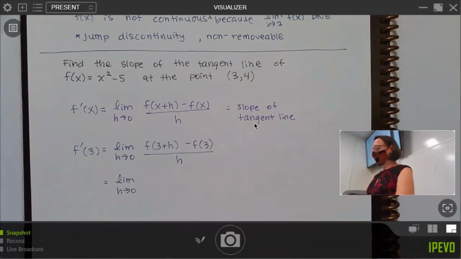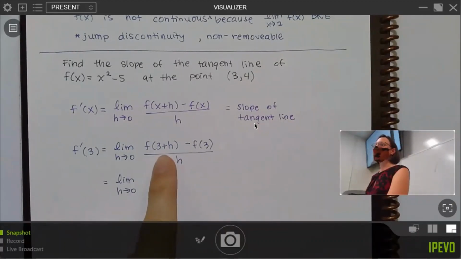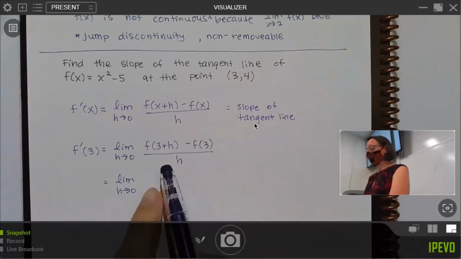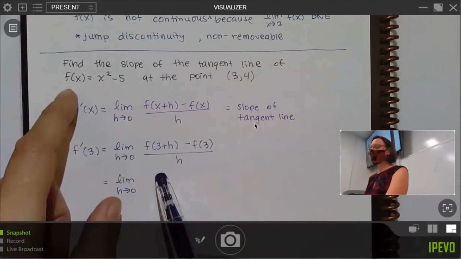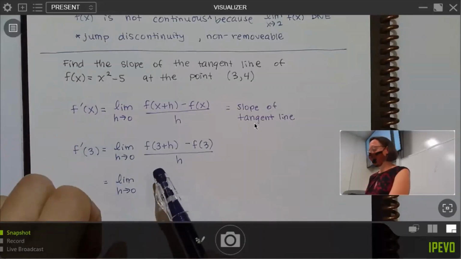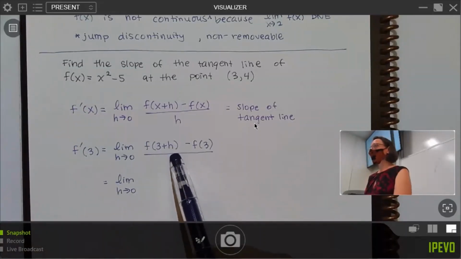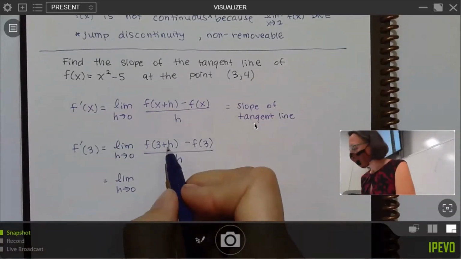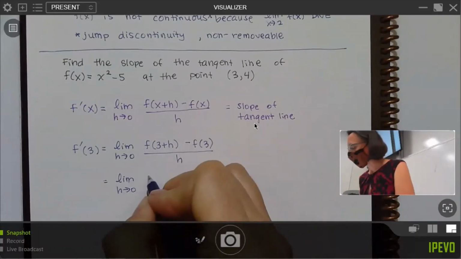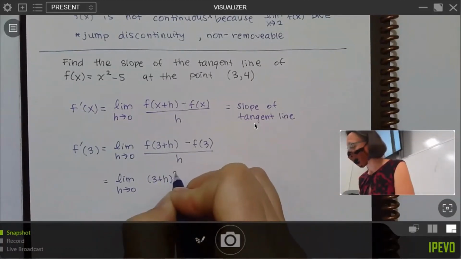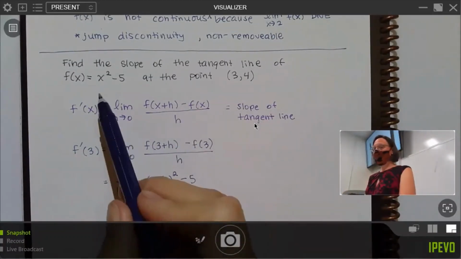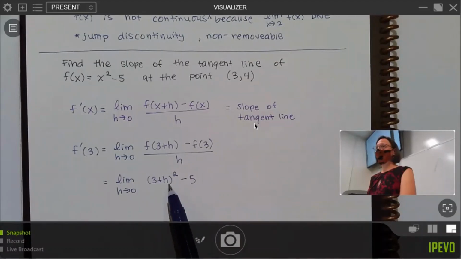So this notation of having the 3 plus h in parentheses, visually that can look like multiplication. It is not. This notation is saying that wherever you see x in the original function, we're going to replace that with 3 plus h. Since our original function here is x squared minus 5, that f of 3 plus h term turns into (3 plus h) squared minus 5 because I'm replacing the x with 3 plus h.